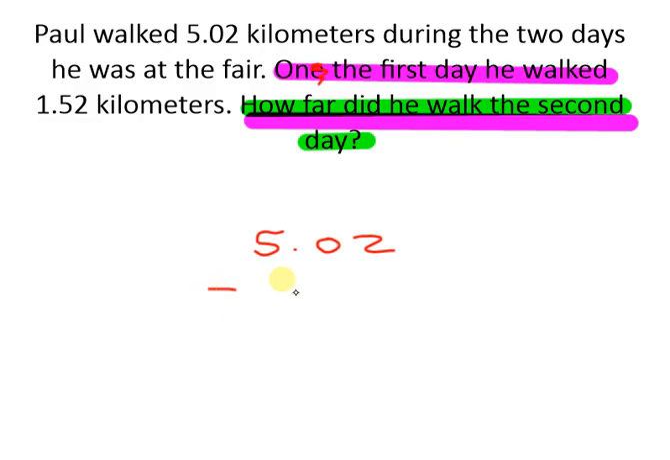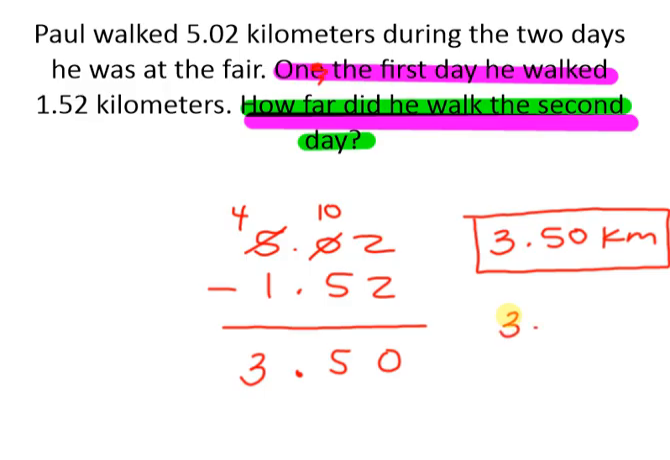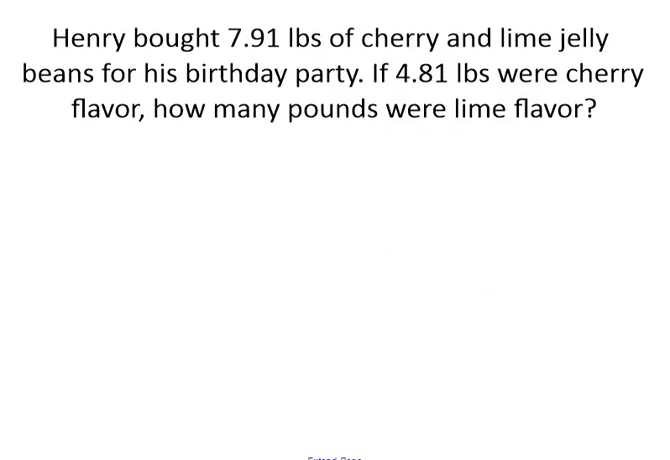5.02 minus 1.52. Okay, 2 minus 2 is 0. 0 minus 5 can't do it, so we're going to borrow. The 5 becomes a 4, the 0 becomes a 10. 10 minus 5 is 5. Bring down my decimal. 4 minus 1 is 3. Now my answer could either be 3.50 kilometers or it could be 3.5 kilometers. Either answer is acceptable. Okay, let's take a look at the next one.